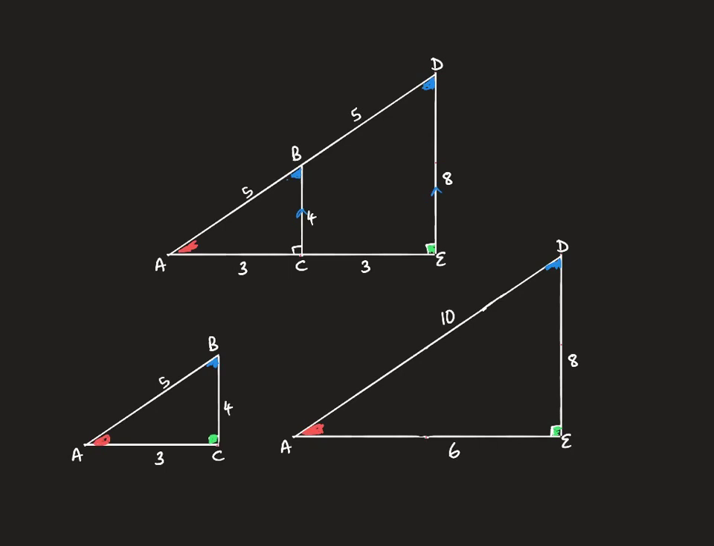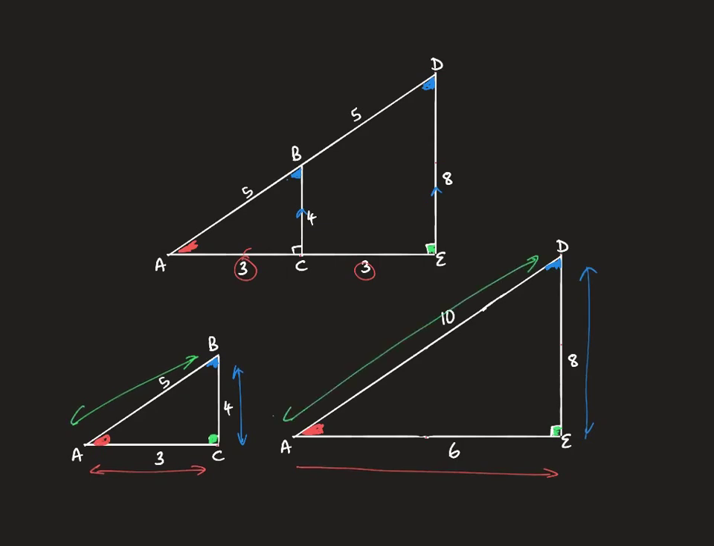So you'll notice that the small AC is equal to 3, and the big one is double 3, 3 times 2, so that's equal to 6. And then we've got BC that's equal to 4, and DE that's double 4. And the last part is we've got AB that's 5, and AD that's double 5.